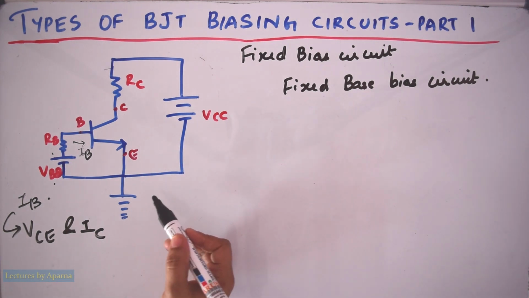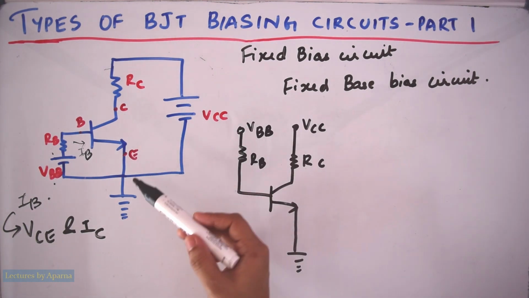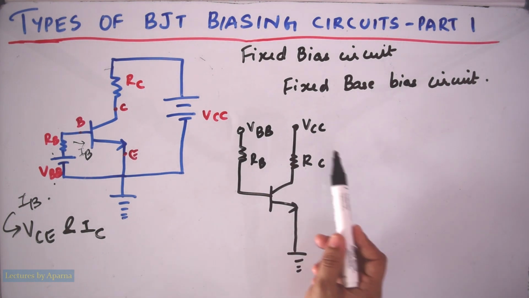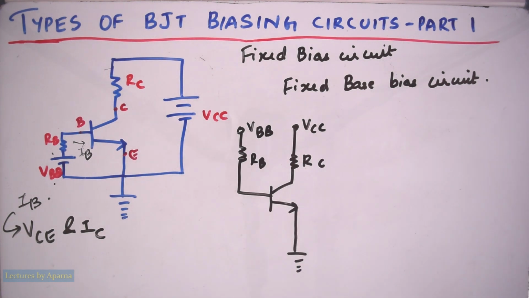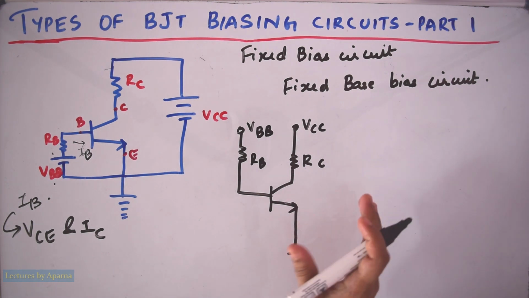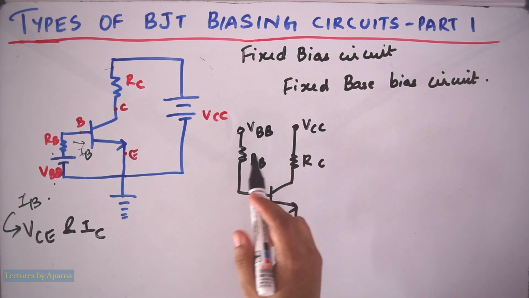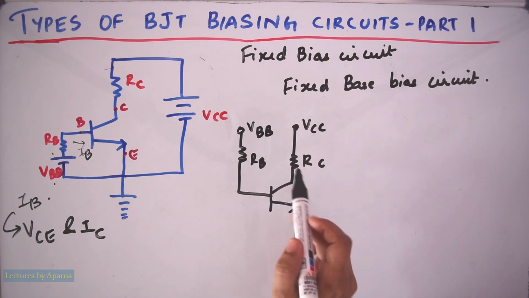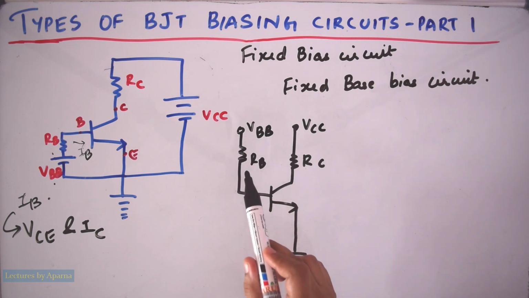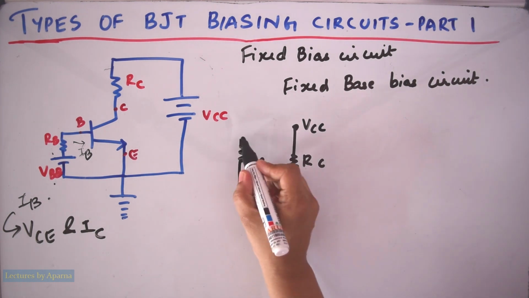Now this circuit can be redrawn as, this is the same as this circuit. So here there are two voltage supplies. From practical point of view, it is always preferable to have an electronic circuit that works on single supply. So we don't need two supplies here. From the same VCC, we can give it to RB and make it a single DC supply. So the circuit can be modified like this.